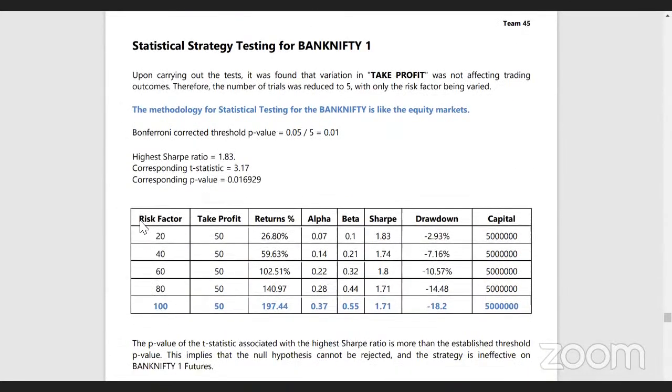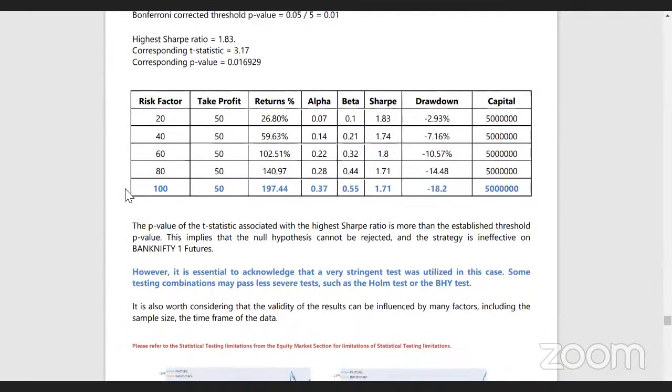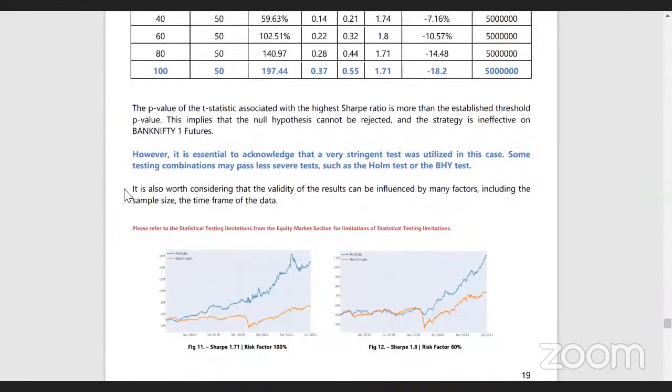The hypothesis testing for the futures section is almost the same as that for the equities section. The difference is that the number of tests has been reduced from 20 to 5. This is because the changes in take profit percentage were not affecting trading outcomes at all. In these tests, the threshold p-value or the significance level would therefore be 0.05 divided by 5, which is equal to 0.01. In this test, all the testing combinations fail the test. But it must be remembered that the test we are using, the Bonferroni test, is quite stringent, and it may be possible for some testing combinations to make it through the Holm test or the BHY test. The table shows the results of the various testing combinations. The following section will work on the testing combination highlighted in blue.